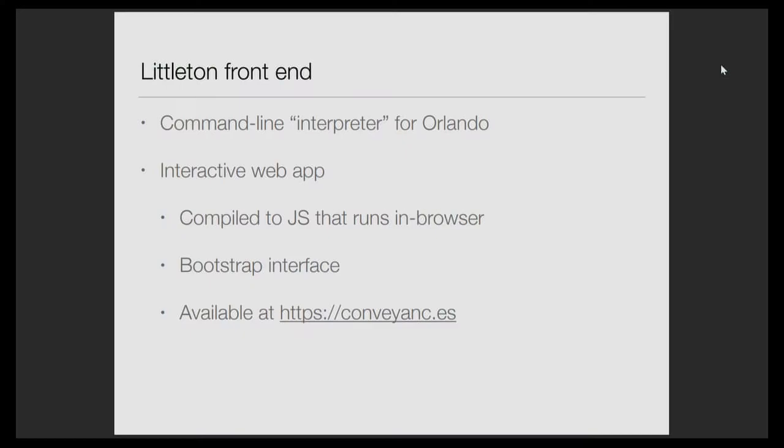We have this supported against two front ends. There's a command line version that just takes as input a program and produces an S-expression representation of the title tree at the end. For user convenience, we have an interactive web app. The front end is built in JavaScript, so we compile the OCaml code using JS of OCaml to a very complicated JavaScript blob. It runs in your browser. The UI is done with Bootstrap, and it is available online.